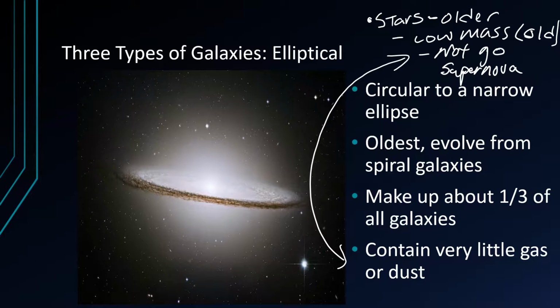And so in a way, elliptical galaxies are very stable galaxies. Now they do make up about a third of all the galaxies and are going to be a very prominent feature.